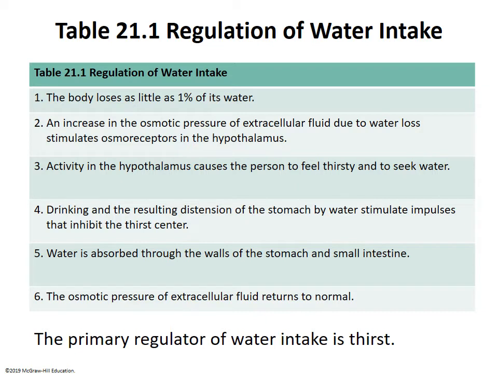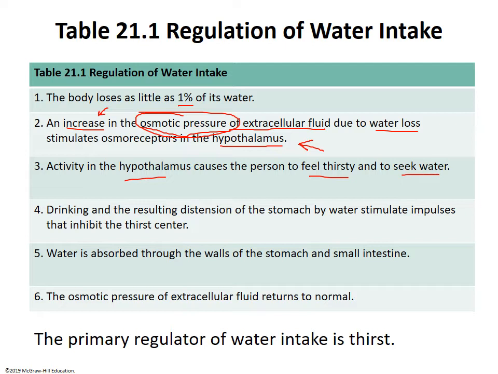So the body loses as little as 1% of its water, but if it changes, it can be a big deal. And what happens is, if the osmotic pressure of the extracellular fluid increases, and this is due to water loss, and I'm not worried about you knowing whether it increases or decreases. That gets into a lot more stuff. Just know it's the osmotic pressure that's going to change. And they're going to send a signal to the hypothalamus. You do need to know the hypothalamus is the area where your thirst center is located. And when the hypothalamus gets stimulated, it's going to cause you to feel thirsty and you will seek water.